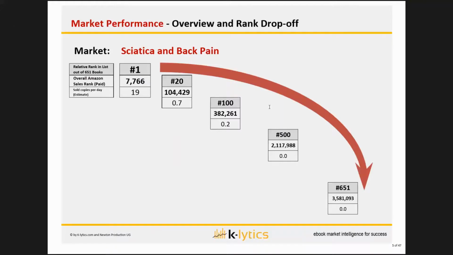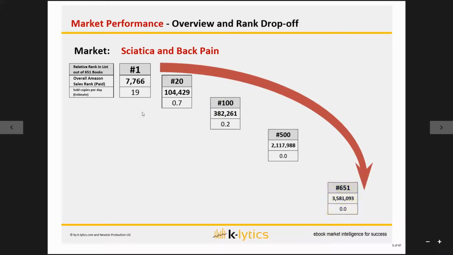Now, a very important indicator to assess the market potential is what we call the rank drop-off. In this case, the number one bestseller of this virtual bestseller list has an overall Amazon sales rank of about 7,700. That's about 19-20 books a day. You see that by rank number 20, the sales rank drops down to 104,000. So it's a very tight market, because once you go to rank 20 in that virtual bestseller list, it doesn't even sell one copy a day, let alone rank 100. It basically drops down to zero. And then the last book is obviously not selling anything at all.